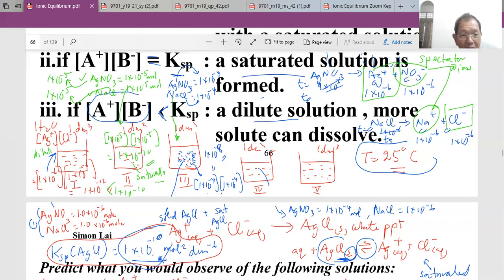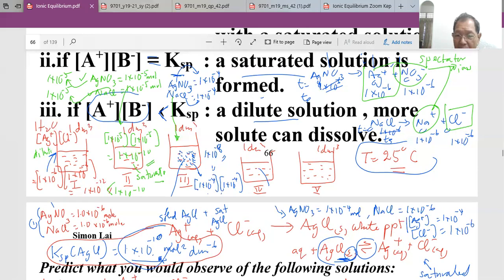Okay, put inside here. What will happen? Would there be any precipitate now? Because I know that my silver ion concentration is how much? 10 to the power minus 4. My Cl minus how much? 10 to the power minus 6.